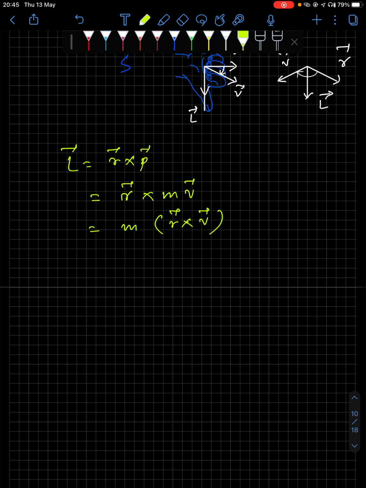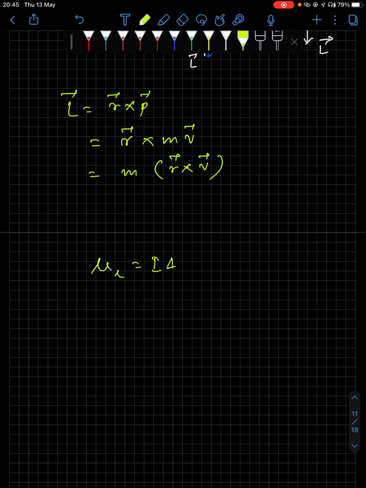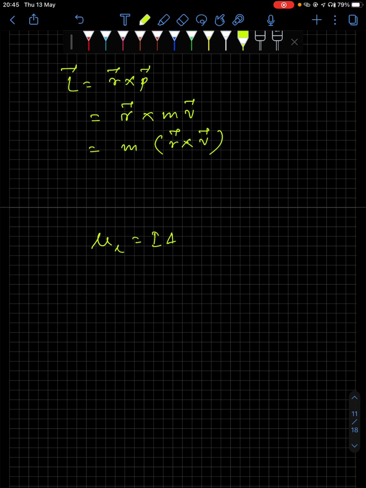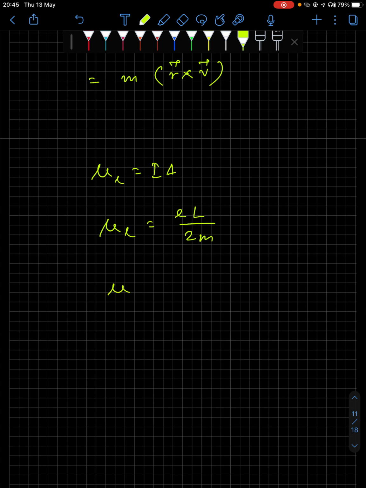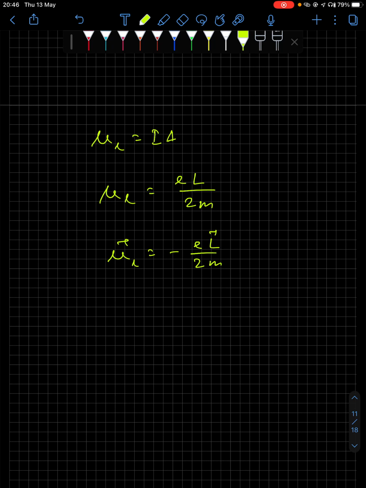So we have the relation for orbital magnetic moment as current multiplied by area of the loop, right? Ultimately, after a couple of derivations, you get this as mu L equals eL by twice m. Now in vector form, you'll write this as minus eL vector divided by twice m. Why do you have a minus sign here? The minus sign is because the orbital magnetic moment and the angular momentum are directed opposite to each other.